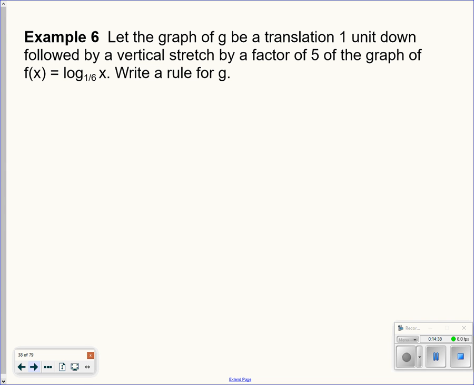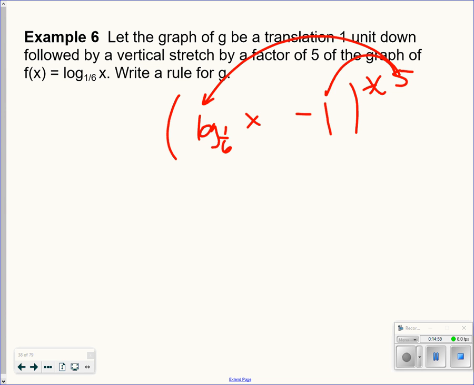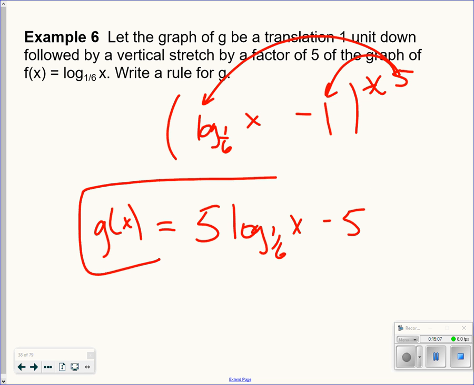Let g be the translation 1 unit down, followed by a vertical stretch by a factor of 5. So the original is log base 1/6 of x. If I want to do a translation 1 unit down, I'm just going to subtract 1 from the entire function. If I want to do a vertical stretch by 5, I'm going to multiply this whole function by 5. So I have to multiply the logarithm and the number. I can't tell you how many of you still do not do the number when doing a vertical stretch or shrink.